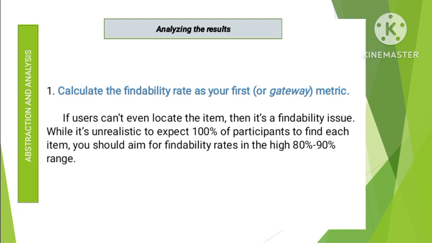In analyzing results, first you must calculate the findability rate as your first or gateway metric. If users can't even locate the item, then it's a findability issue. While it's unrealistic to expect 100% of participants to find each item, you should aim for findability rates in the high 80% to 90% range. This example shows findability rates for products on a target website. Around half the products had reasonable findability rates, with a few, including the Wildcat Kaleidoscope backpack, having very low findability rates.